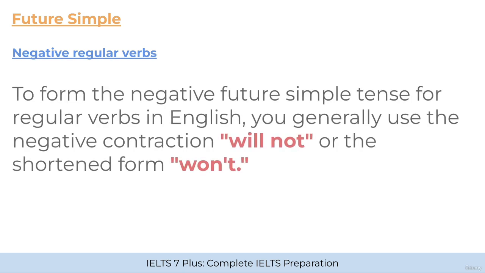Okay, so we now want to form a negative with, say, regular verbs. Well, how do we do that? Well, we need to use the negative contraction will not. So you want to add a not after the will, or in the contracted form, won't. So will not or won't, up to you. Won't is more frequently used in casual conversation, whereas will not is a bit more formal, I would say, but they are interchangeable.